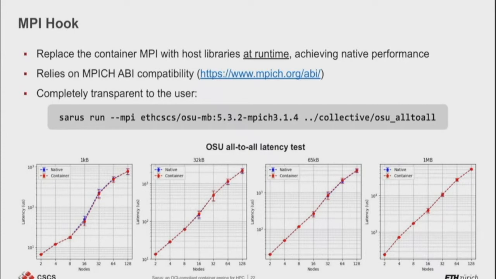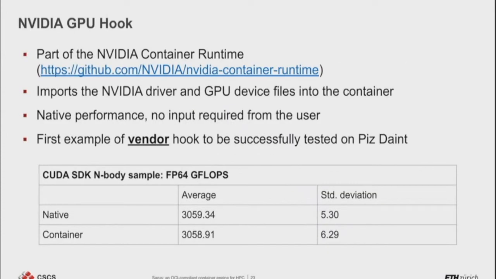This is for MPI. The other primary use case is GPUs. And for that, there exists a vendor available solution. The NVIDIA GPU Hook is part of the NVIDIA Container Runtime. The NVIDIA Container Runtime is an internal component of NVIDIA Docker. It is part of the NVIDIA Docker solution, if you're familiar with that. So this little program does basically the same thing that we are doing with the MPI, but it does it for the NVIDIA driver stack and the GPU device file in the container.